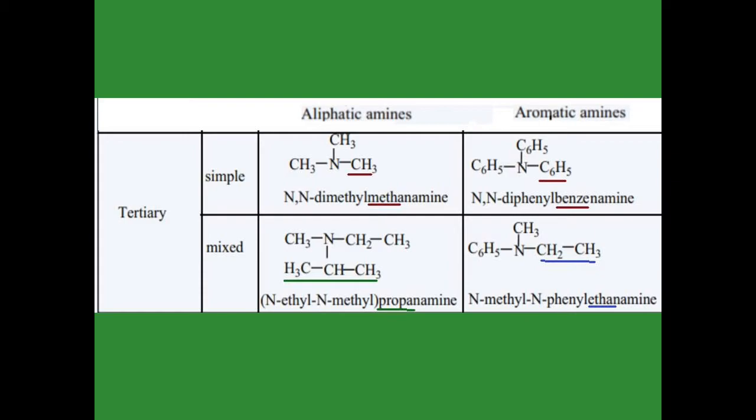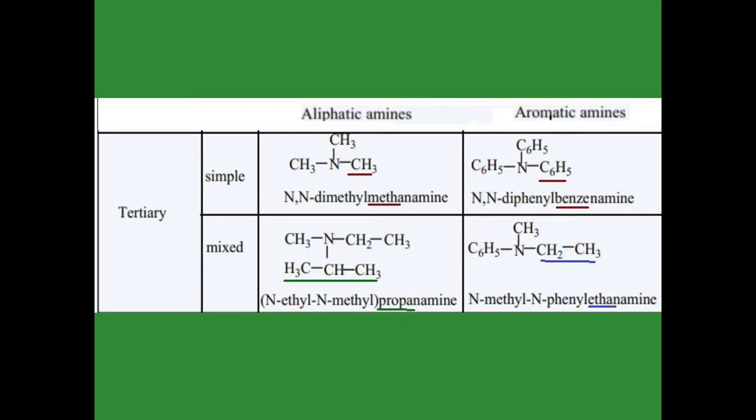so the name of that compound is N-ethyl N-methyl propanamine. The next one, in aromatic amine: you see that around the nitrogen, one side is C6H5, one side is methyl CH3, another side is ethyl CH2 CH3. Now which one is the root word? The CH2 CH3 is the root word because it contains 2 carbon. When compared between aromatic and alkyl, we take the alkyl as the root word here, so we are taking these 2 carbon as the root word.